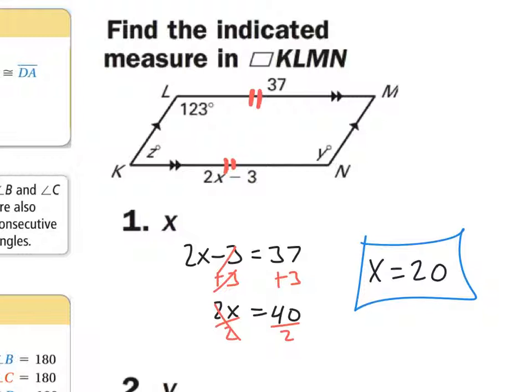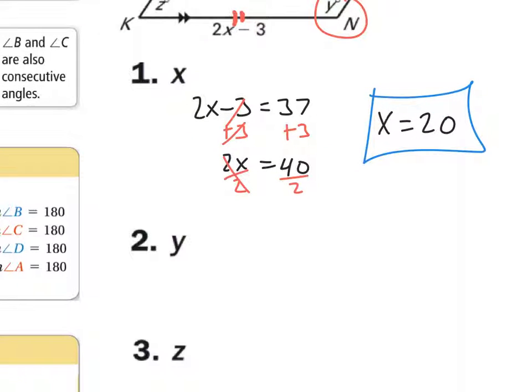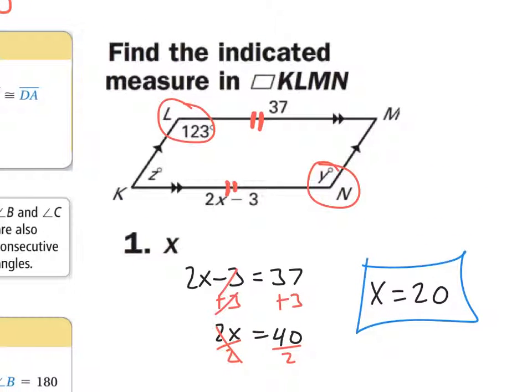Okay, well, next they want us to find y. How are you going to go about finding y? Opposite angles are congruent, and so we look at L. If L is 123 degrees, that means y has to be 123 degrees. Okay. Lastly, they want us to find z.